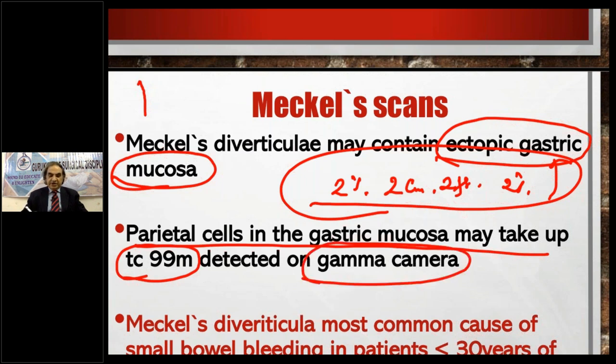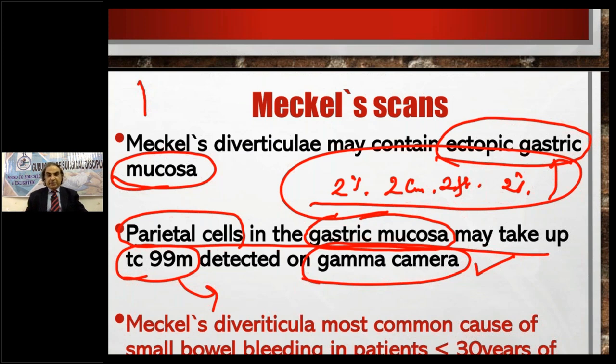The parietal cells in the gastric mucosa take up technetium 99m, which is detected on a gamma camera. So even here it is technetium 99m, which is picked up by what? Parietal cells, the P cells. P cells produce acid, no? You know that in the stomach we have parietal cells. If the gastric mucosa goes to the Meckel's diverticulum, the P cells will go there. They'll pick up technetium 99m, and that will be picked up by the gamma camera, so you can make a diagnosis. Especially when the individual is in their 20s and 30s, this can be a cause, and you shouldn't forget it.